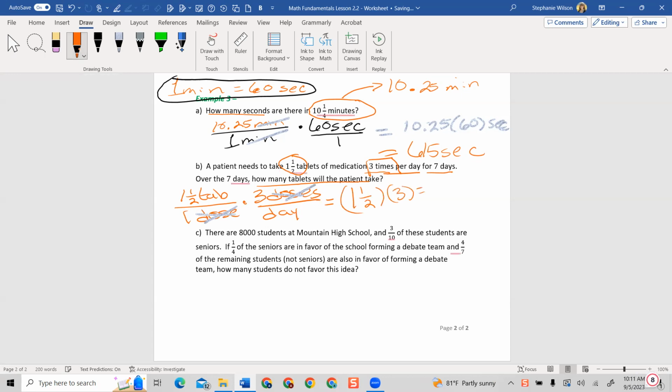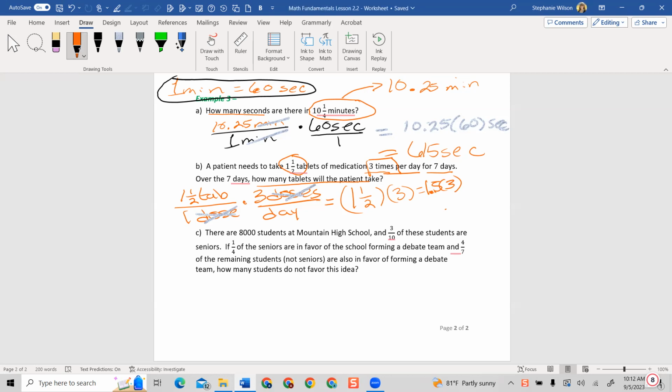So we have multiple ways we can convert this to improper, then multiply straight across. We can write it in decimal form and multiply straight across. I'm going to go ahead and just write it as 1.5 times that 3. Let me find my pen. And don't forget your units. Those are going to be important.